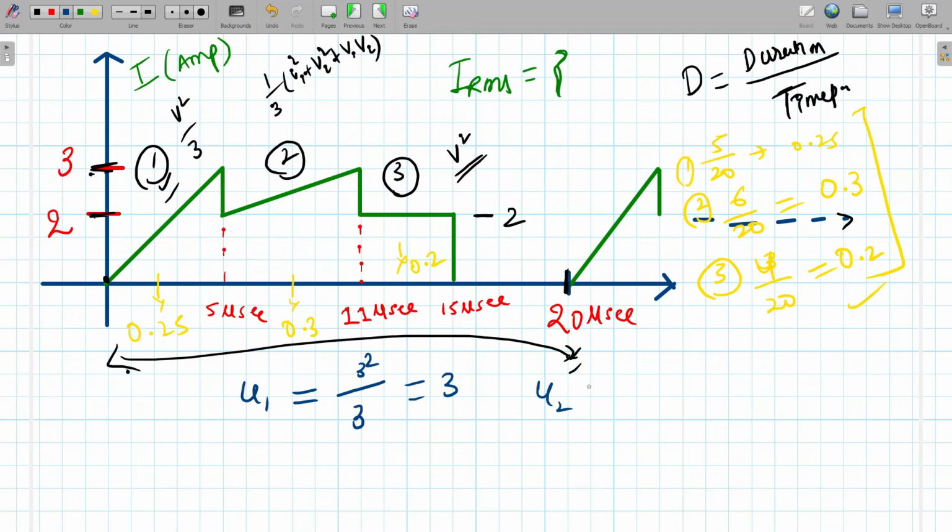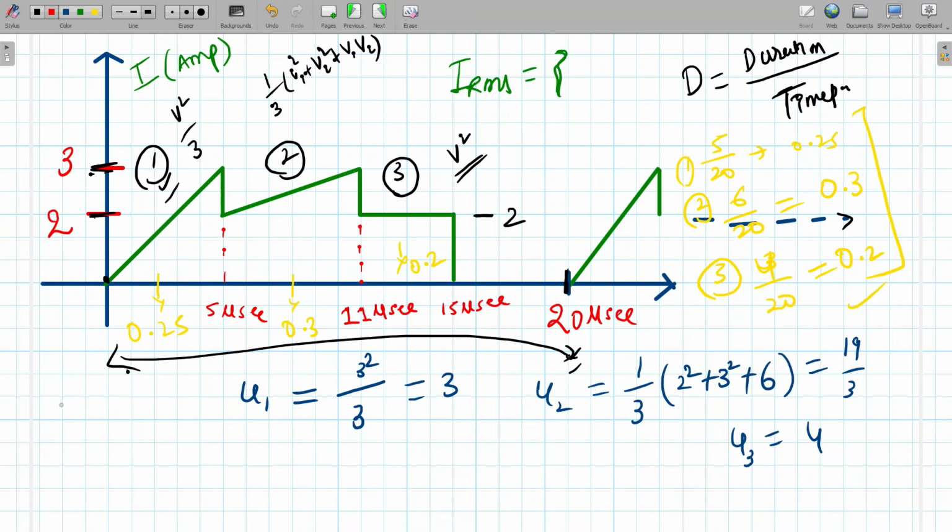U2 is equal to 1 by 3 of 2 square plus 3 square plus 2 times 3, which is 6. Is equal to how much? 19 by 3. And U3 will be 1 by 3 times V1 square plus V2 square plus V1 V2. U3 will be this, 2 square. U3 will be 4.